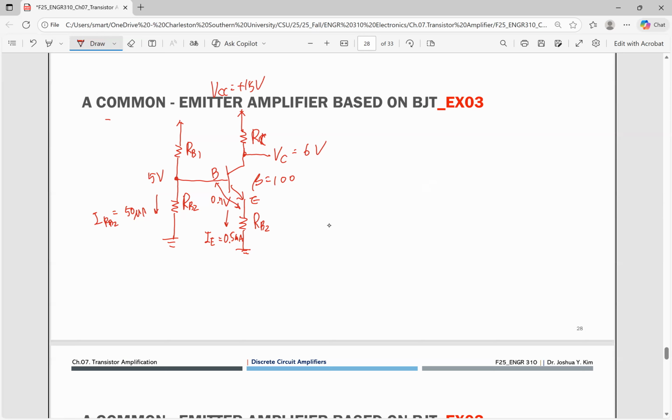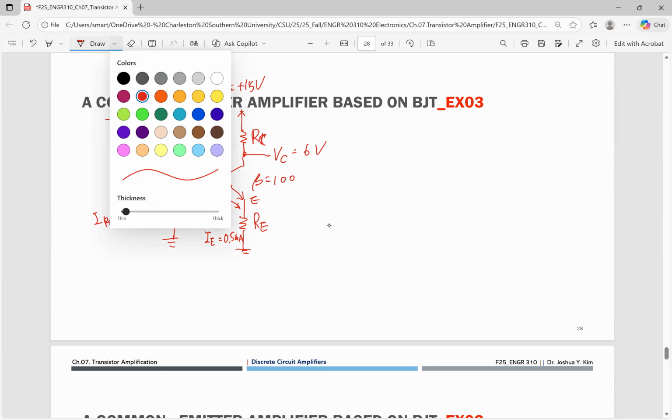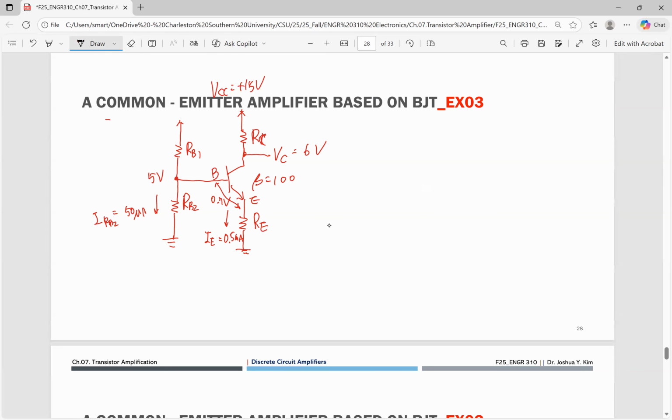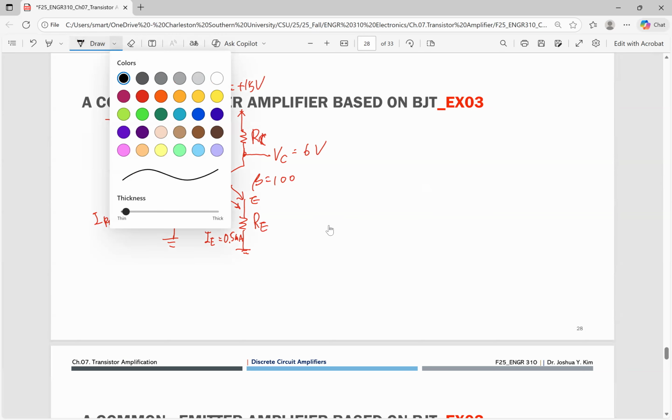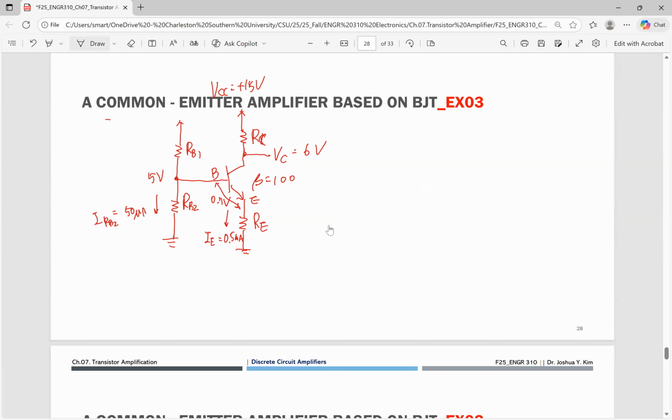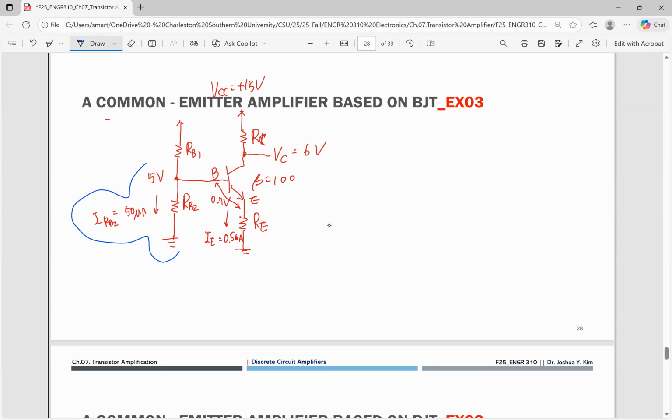We have to specify the values of R sub B sub 1, R sub E, and R sub C. I'm going to use a different color just to make it clear for you. Blue is better. So that's step one. So the R sub B sub 2, can you see that right there?